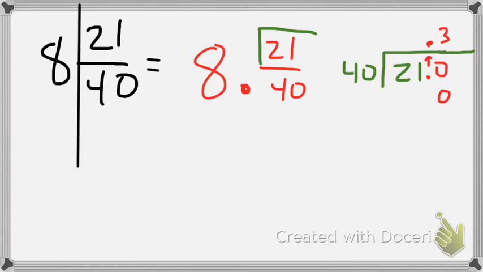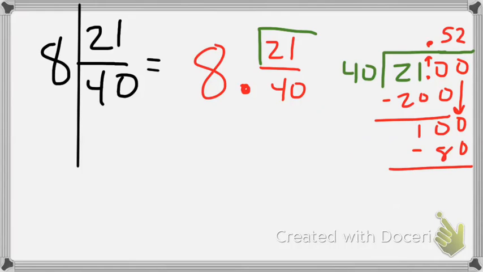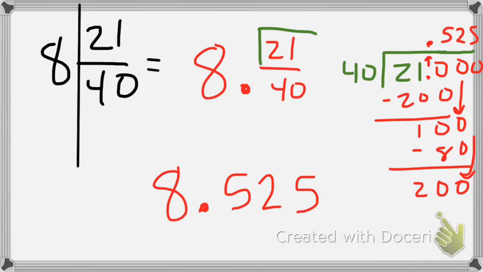3 times. It's incorrect. Try that again. 5. Add a 0, bring that down, and 40 goes into 100 2 times, which is 80. And you have 20 left. Add a 0, bring that down, and then 40 into 200 goes 5 times. So 8 and 21/40 as a decimal will be 8 and 525 thousandths.